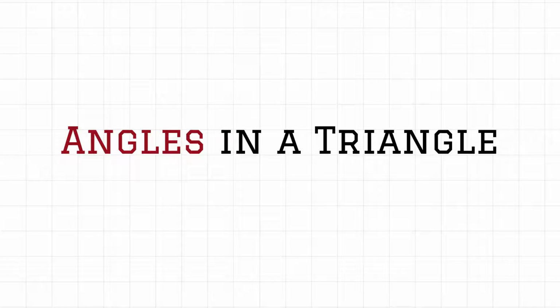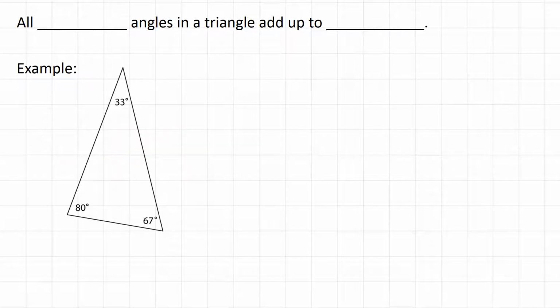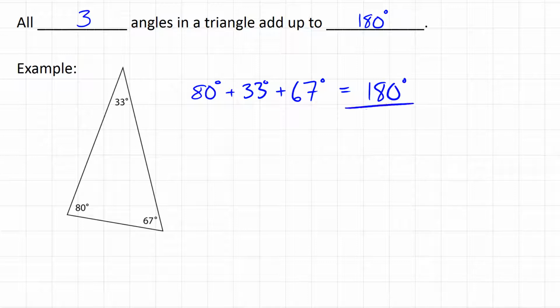Let's talk about the angles in a triangle. All three angles in a triangle add up to 180 degrees. So here's an example. We have this triangle here, and if we were to add up all three of these angles, 80 degrees plus 33 degrees plus 67 degrees, all three of those add up together to give 180.